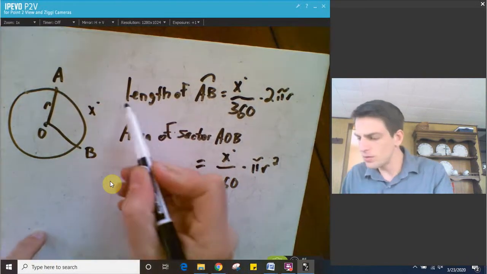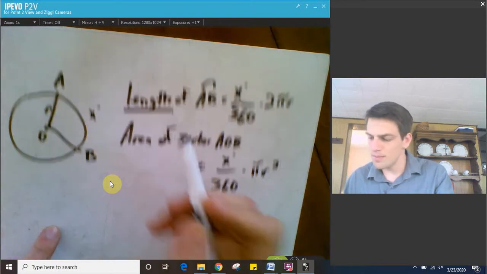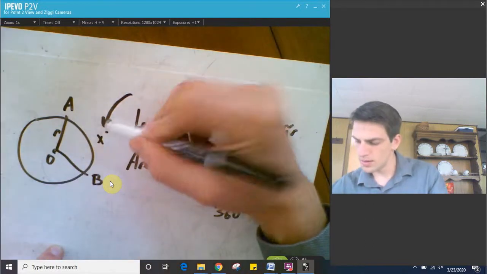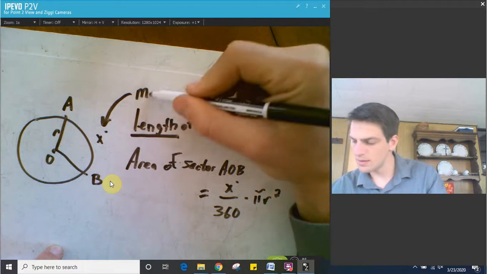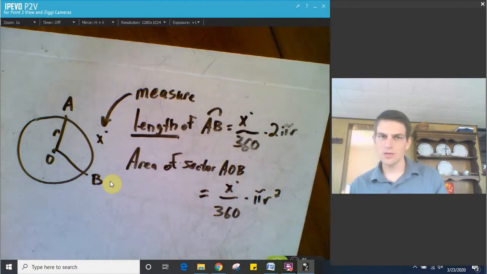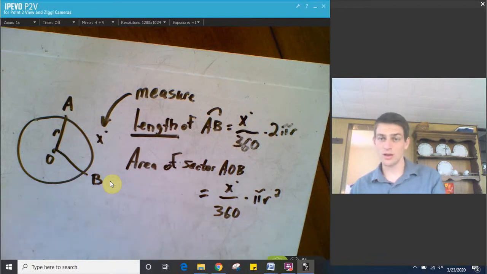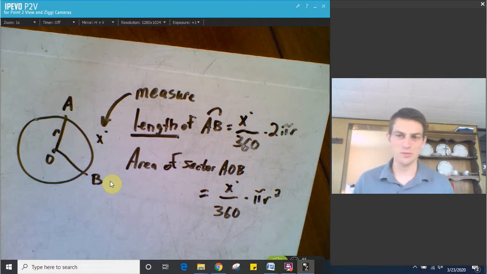Oh, one comment though before we get to the exercises. Don't confuse the length of an arc with the measure of an arc. The measure of an arc is in degrees. The length of an arc is going to be, say, in inches or something. So the measure is degrees, the length is going to be the distance. Make sure you have those straight in your head, because it's very easy to confuse those, and you just want to make sure you have your terminology straight.